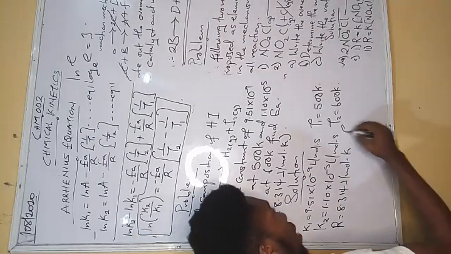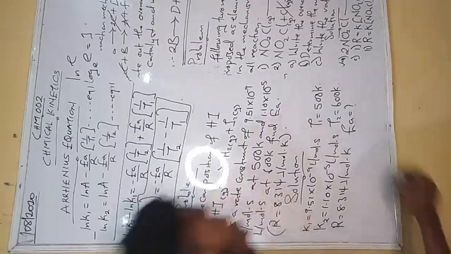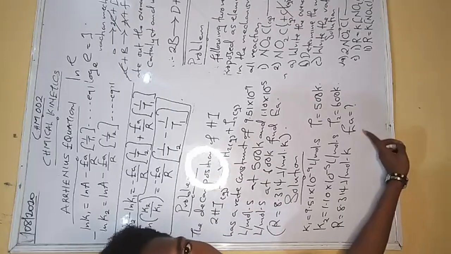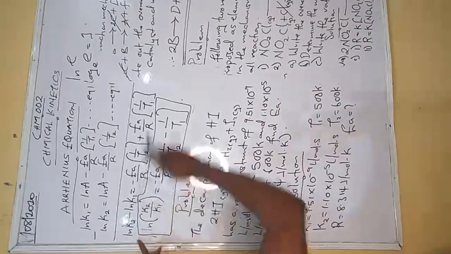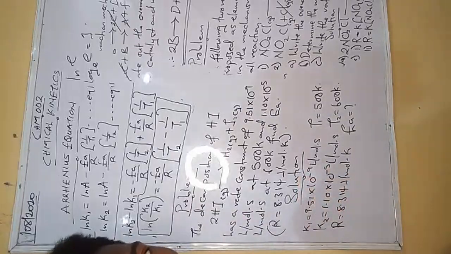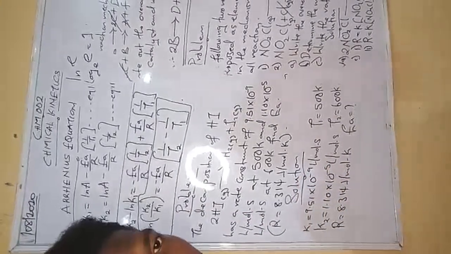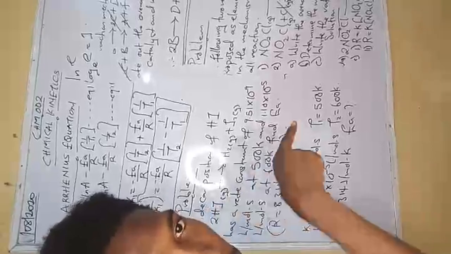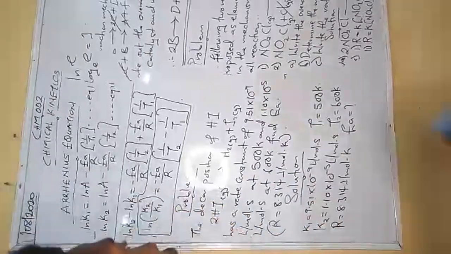They are telling us to find our E, activation energy, that's EA. So making use of this formula here, we can solve the equation. We can solve that equation there. And how do we do it?